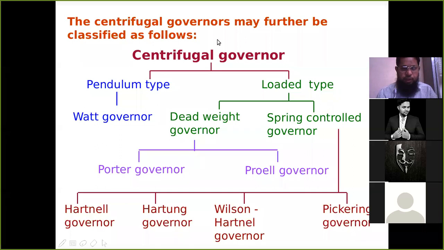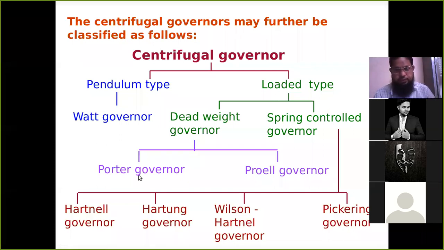Centrifugal governor is basically classified into two types: pendulum type and loaded type. Pendulum type has only one governor, which is called the Watt governor, the simplest form of the governor. Loaded type is further classified into two categories depending upon how you put load on the sleeve.